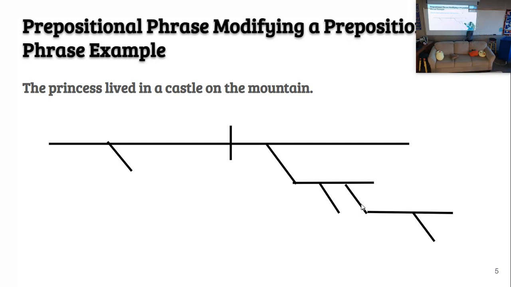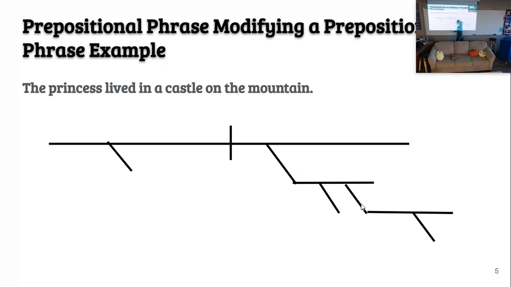What is this one? Prepositional phrase modifying a prepositional phrase. Oh, this one's fun. Okay, here we go. So, let's label it. Prepositional phrases, let's mark them. What do we got? We got on the mountain. Do we have any more? In a castle. Beautiful. Subject, who or what is the sentence about? Princess. Verb. Lived.